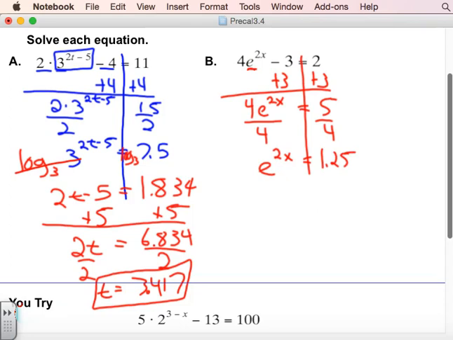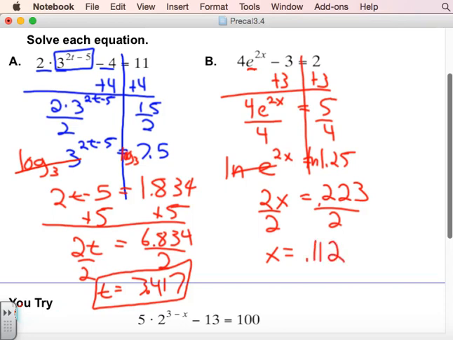Now we got to get rid of the base e. Well, what cancels a base e? Well, log base e. Log base e, remember, is natural log. So I can take the natural log of each side, and that will cancel the base e and leave 2x. So then on my calculator, I can just hit the natural log button of 1.25, and I get the decimal 0.223. I divide it by 2 to solve, and I get x equals 0.112 if I round it to the thousandths.